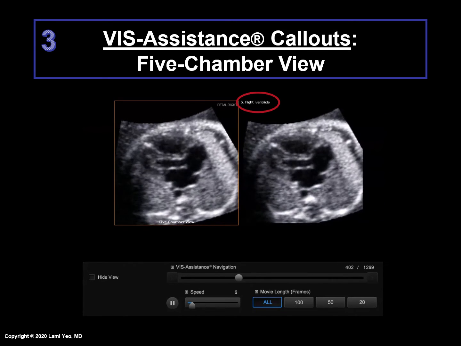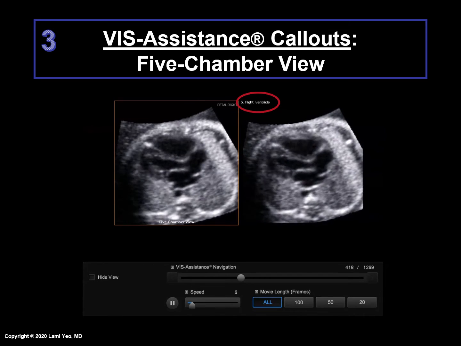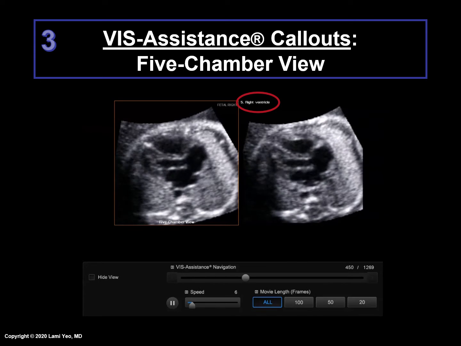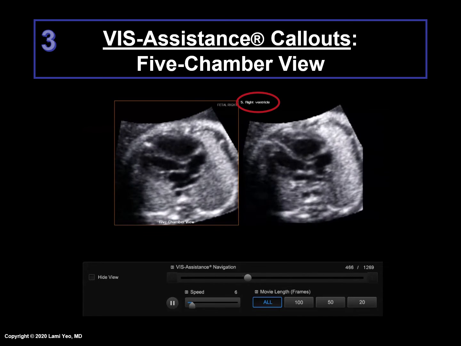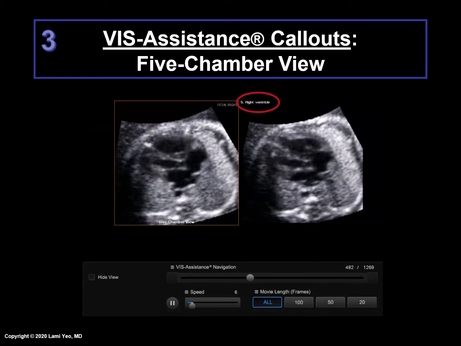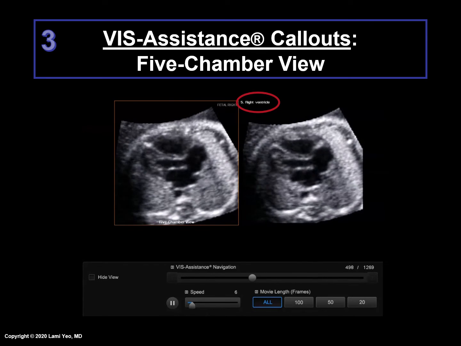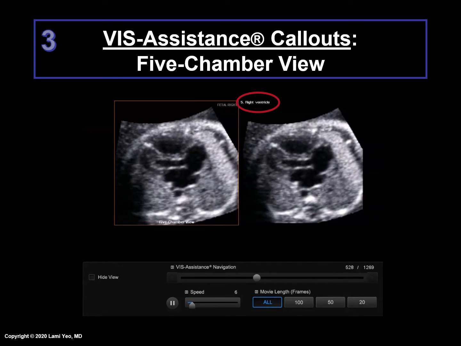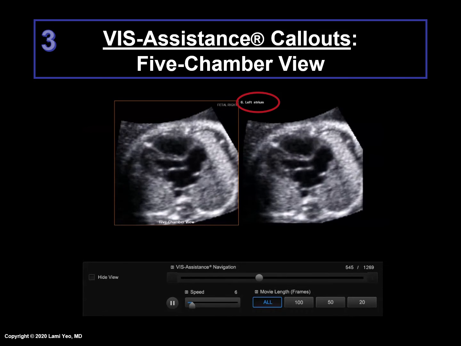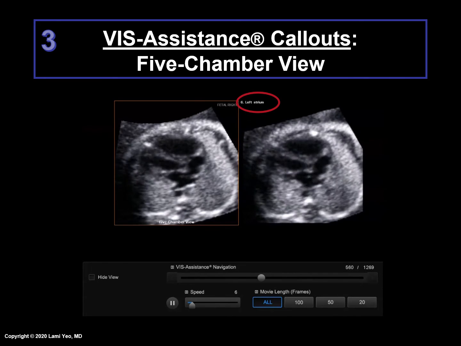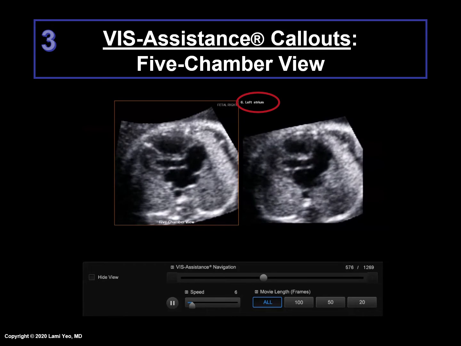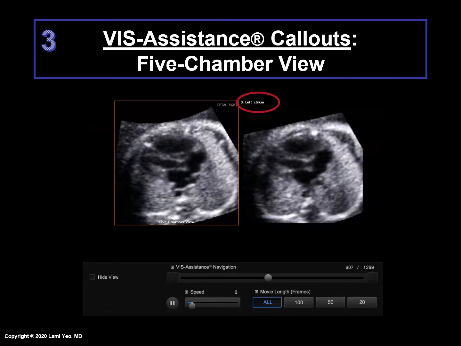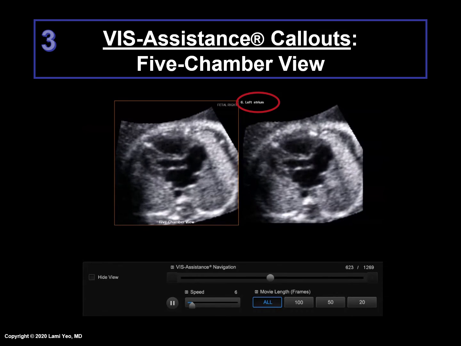The fifth callout states Right Ventricle and will emphasize the right ventricle as well as the tricuspid valve. Notice the tricuspid valve leaflets moving in the VISA image as compared to the diagnostic plane image. The sixth callout states Left Atrium and will emphasize the left atrium of the fetal heart. After this callout, VISA will now emphasize the sides of the heart.